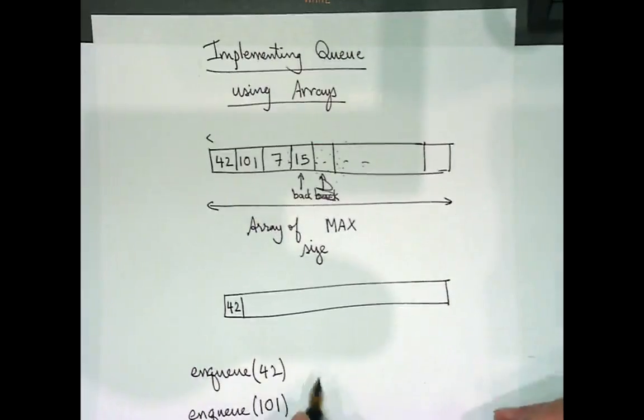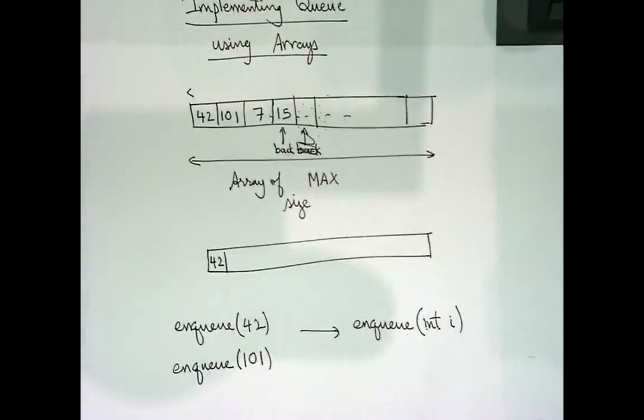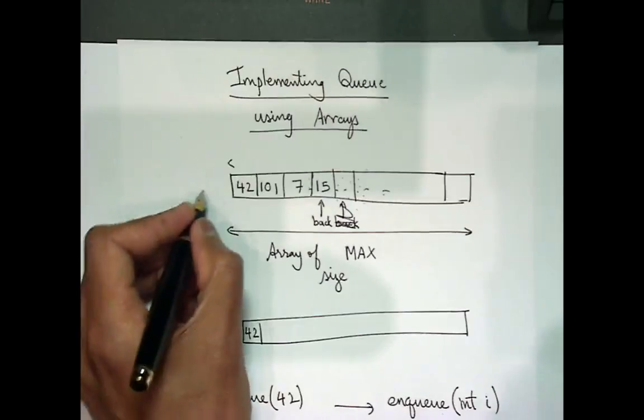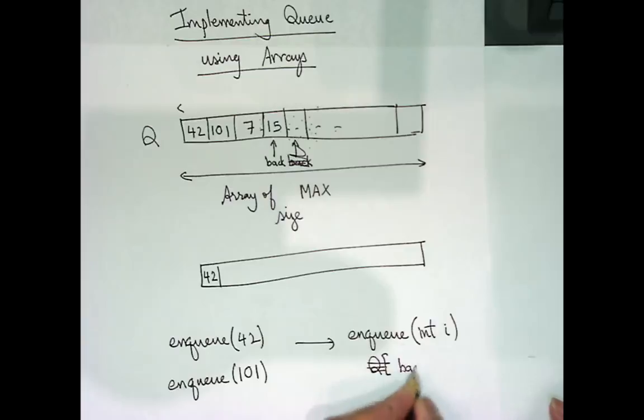Then what I could do is an NQ operation, so the NQ sum int I. Let me just call this capital Q. I could do Q of back is equal to back plus 1, and Q of back is equal to I.